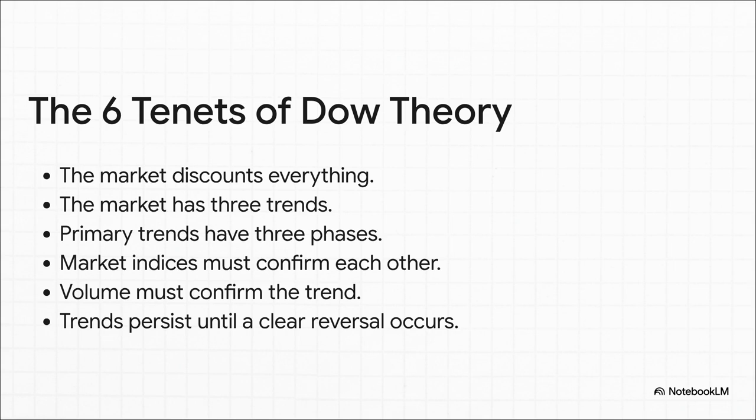We've already talked about number 2, the 3 trends. The others build on that, saying that big trends have 3 distinct phases, that major market indices have to agree with each other, and that trading volume should increase in the direction of the trend. And the last one is absolutely crucial. A trend will keep going until there is a definite, clear signal that it has reversed.